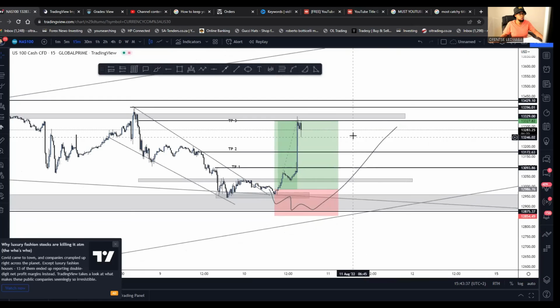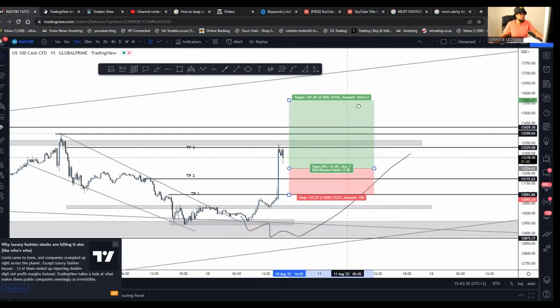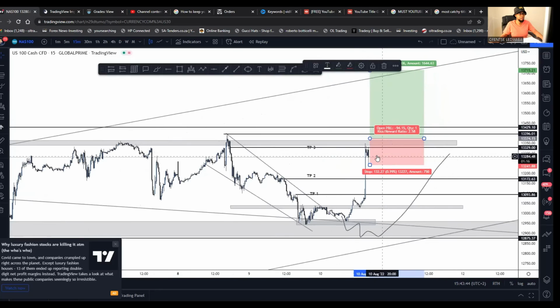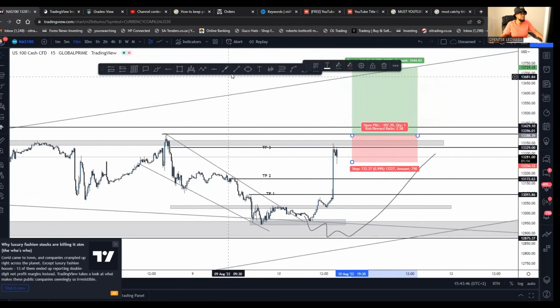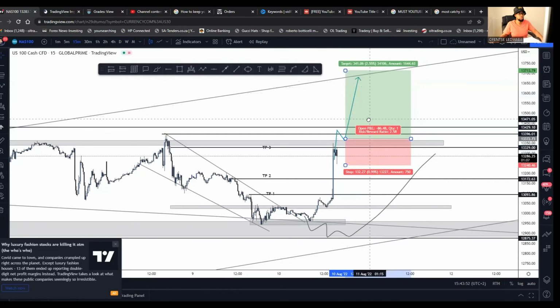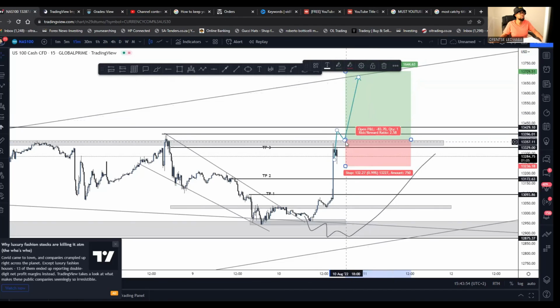Now we reached our TP, and I'm looking at taking this further up. Should it do something like this, I'm looking for a further buy.